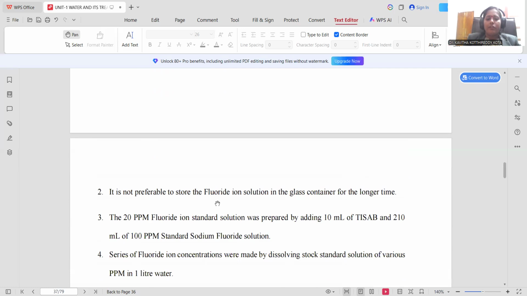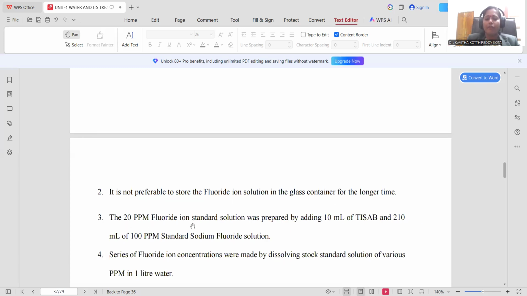It's not preferable to store the fluoride ion solution in a glass container, because whenever it is added to a glass container, the fluoride ion will react with the glass. That is called etching of glass. In order to avoid that, glass containers should not be used for storage purposes.